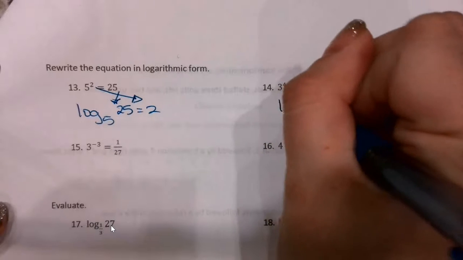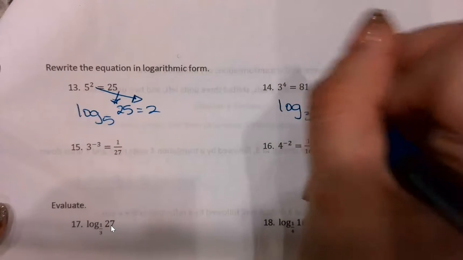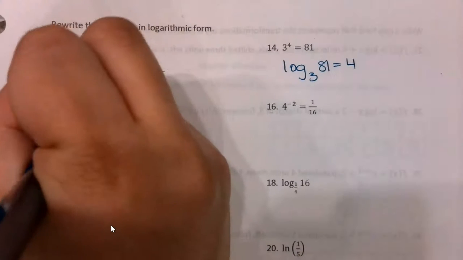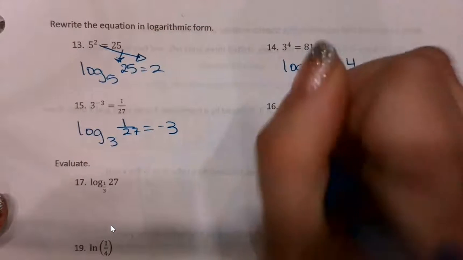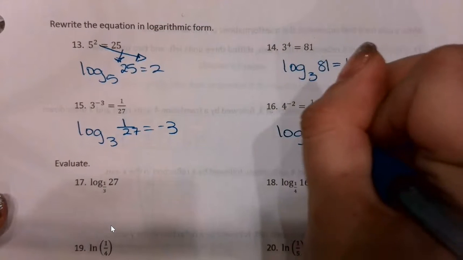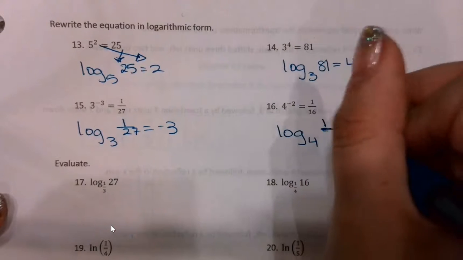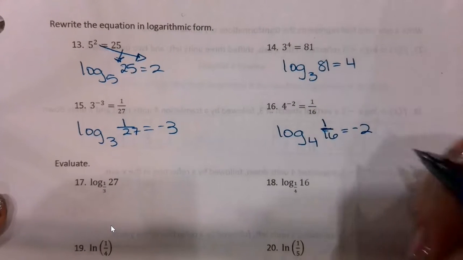Okay. Moving on to the next page, it wants me to rewrite it into logarithmic form. I'm going to write log base 5, because the base always stays. Then the 25 and the exponent switch spots. So I have 25 equals 2. I'm going to do the same thing over here. I have log base 3, 81 equals 4, because the 81 and 4 switch spots. Over here, I'm going to have log base 3, and then 1/27 equals negative 3. Log base 4, it should have been 1/16, equals negative 2.